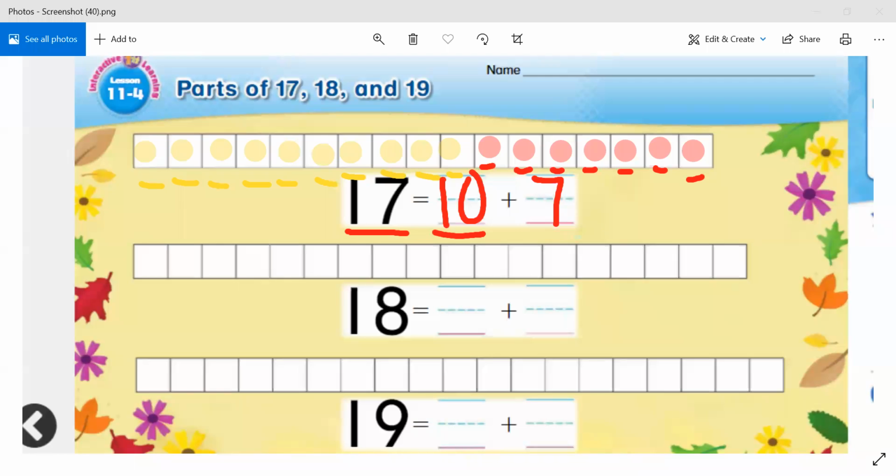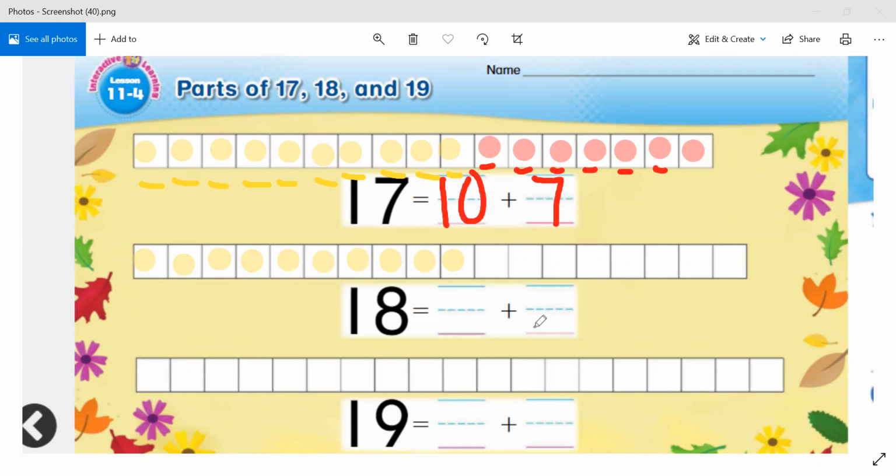Okay, let's do another problem. We are going to look at the next number, which is 18. You can use any color, just as long as you're using two colors. So we're looking at 18. We are going to fill in our yellow counters, and we're going to fill in 10. 1, 2, 3, 4, 5, 6, 7, 8, 9, 10. So we have 10 ones filled in.